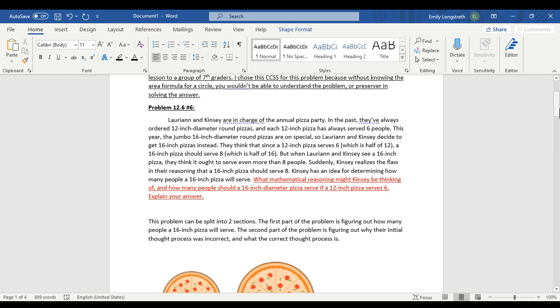What mathematical reasoning might Kinsey be thinking of? And how many people should a 16-inch diameter pizza serve if a 12-inch pizza serves 6? Explain your answer.